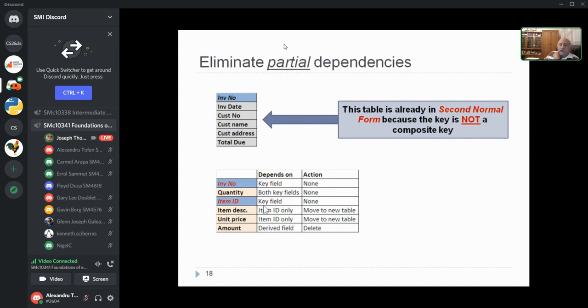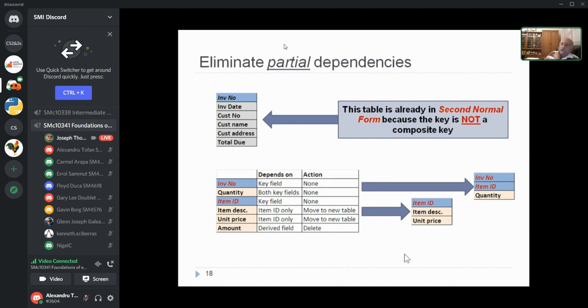Now, because we have identified these two data items that are only dependent on item ID, we move them to a new table. Okay? And we use item ID as the primary key. We have item description and unit price because they are linked to item ID. And in the other table, all we have left is invoice number, item ID, and quantity.